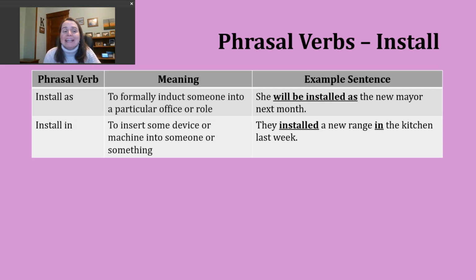Another phrasal verb you might encounter is to install in. This is frequently going to go back to our second definition. So we're inserting some sort of device or machine into someone or something. And I would say also to the first definition, my example is going to connect best to that. It says, they installed a new range in the kitchen last week. So it's suggesting they inserted this piece of equipment.